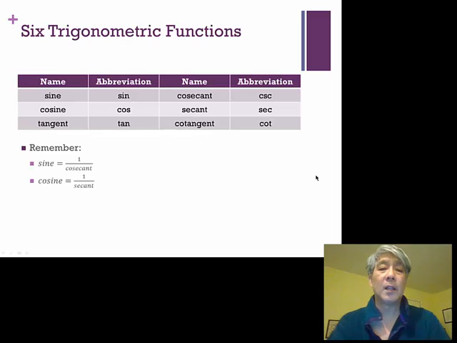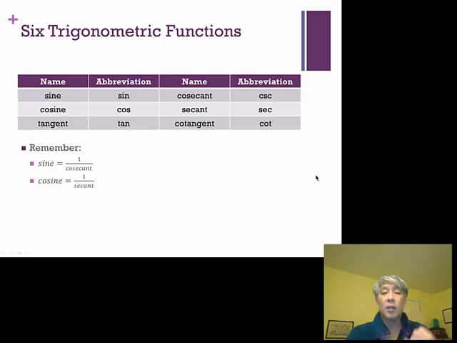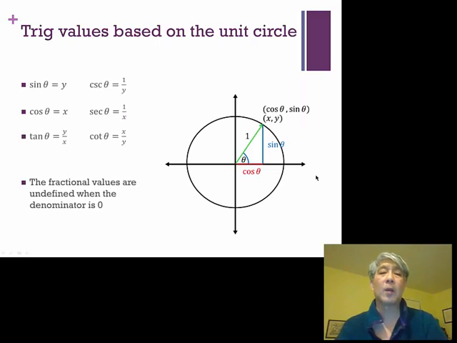So let's take a look at the 6 trigonometric functions. We have sine, cosine, tangent. Those are the base functions, or what I consider the base functions. All the other functions, cosecant, secant, and cotangent, are effectively inverses of those 3. Cosecant is 1 over sine. Secant is 1 over cosine. Cotangent is 1 over tangent.